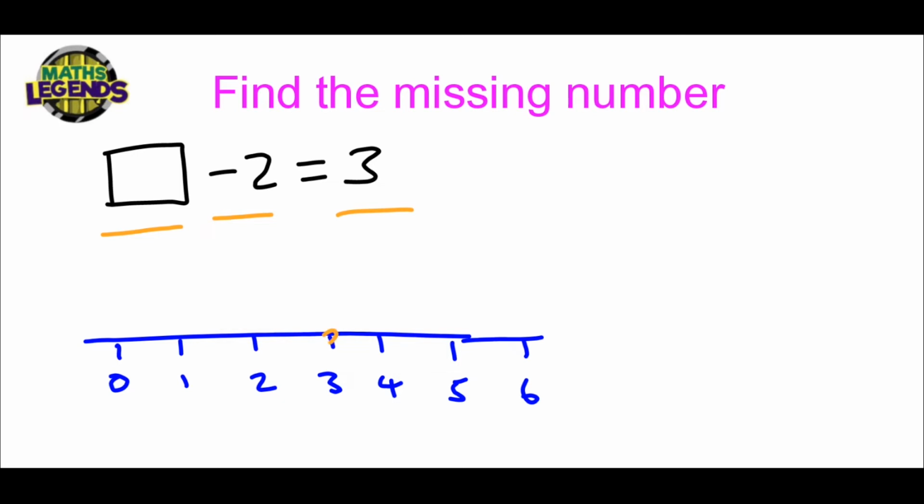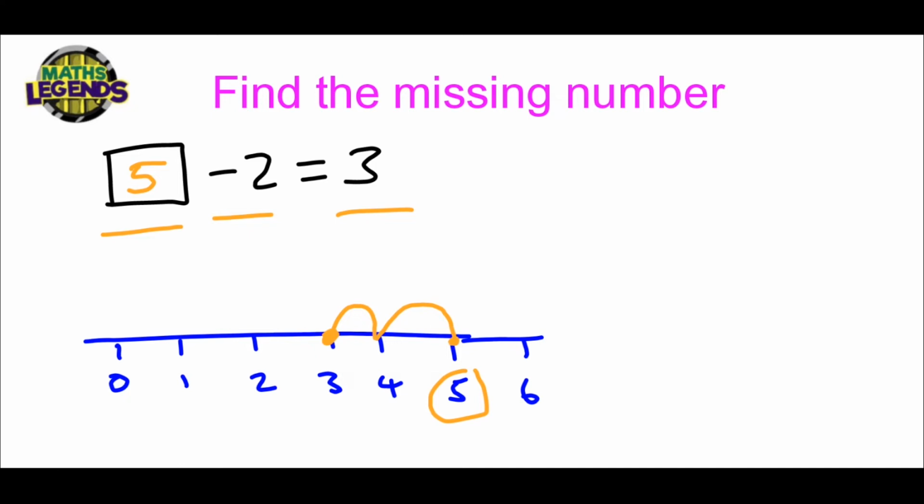So we know we're interested in 3. And we're going to subtract 2 from something. So that means we need to work out how many steps we need to go to the right by 2. So now that ends up being 5. So our answer here is 5. Now we can check this. 5 take away 2 is equal to 3. So that's the correct answer.